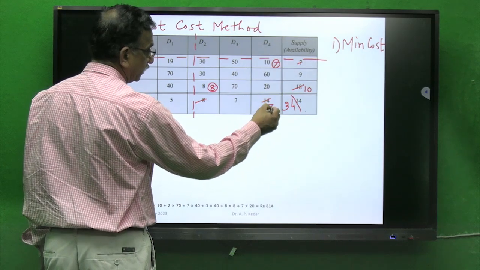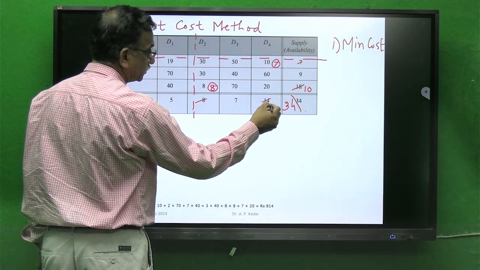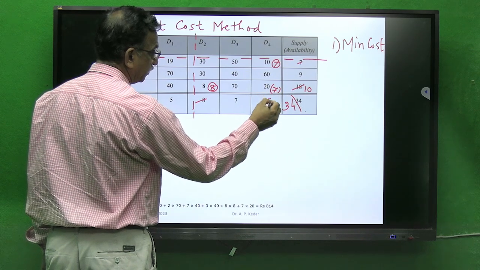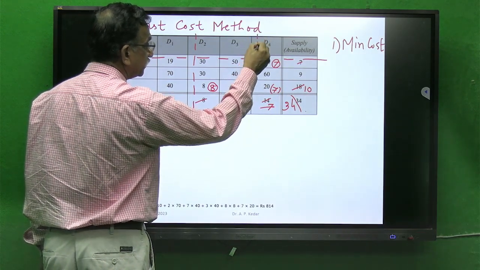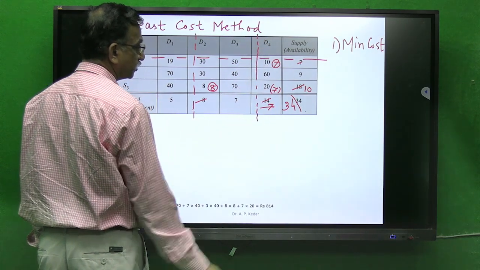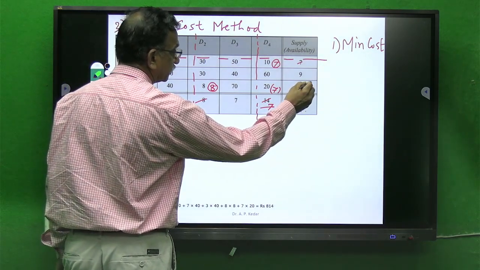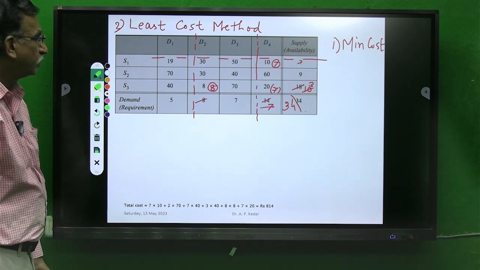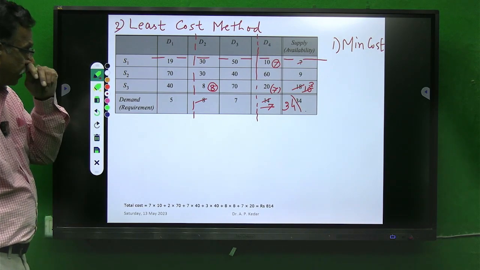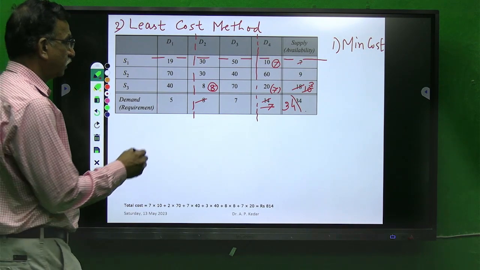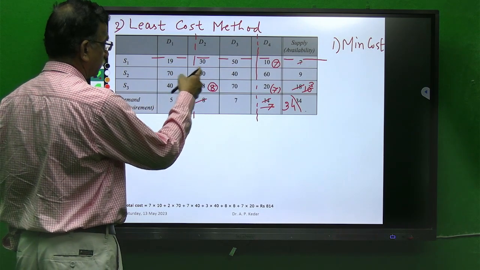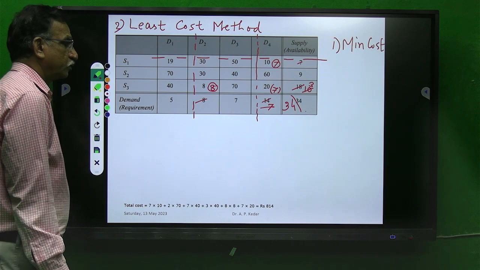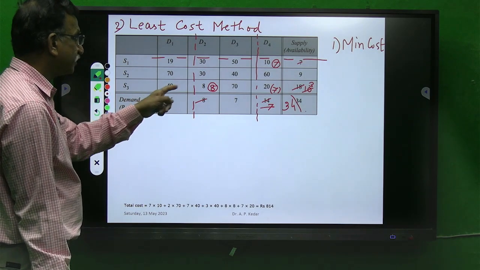For this 20, demand is 7, supply is 10. So I will write here 7. I will satisfy demand, and immediately I will cross off the column. I will make this 3, supply 3 remaining. Now the only values with us are 70, 40, 40, 70, 4 values. So again the minimum is 40.